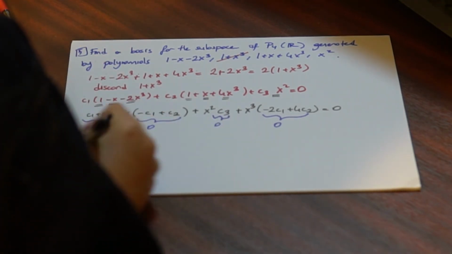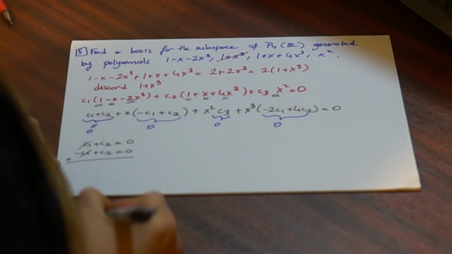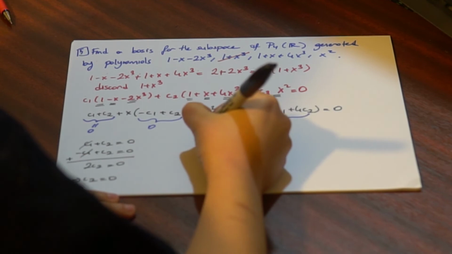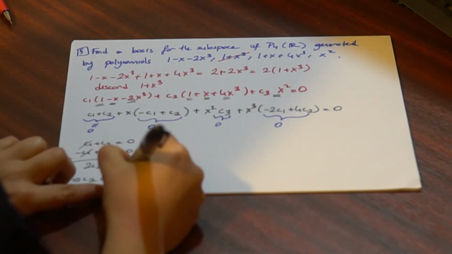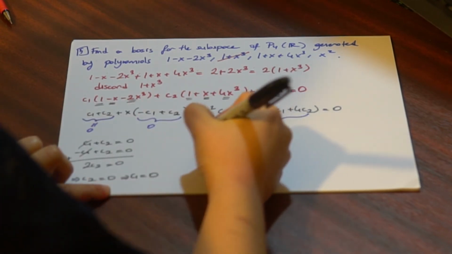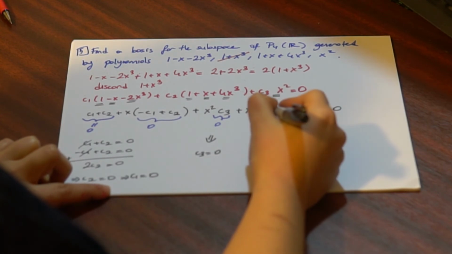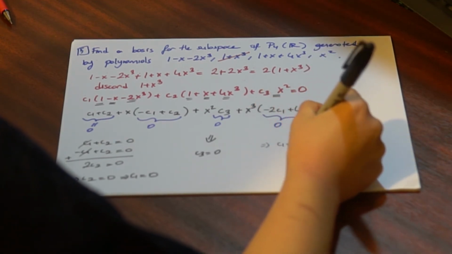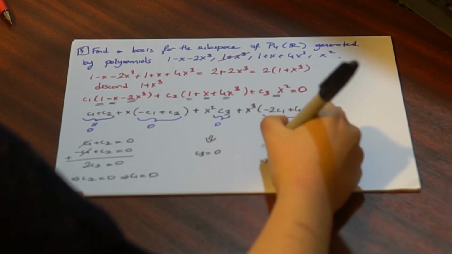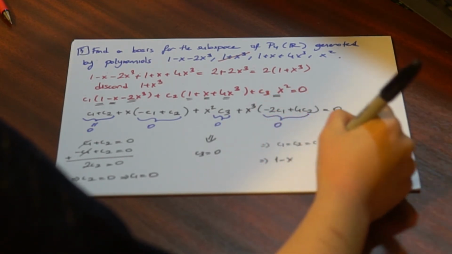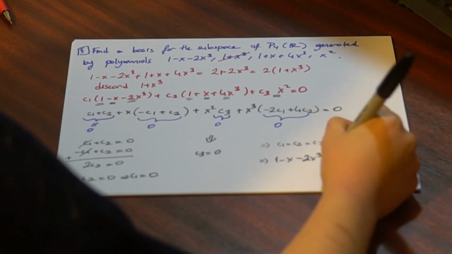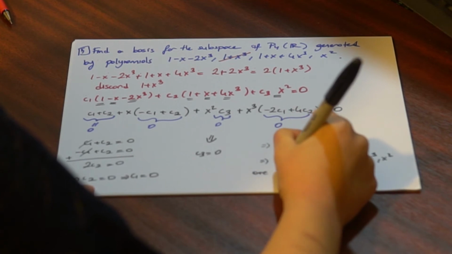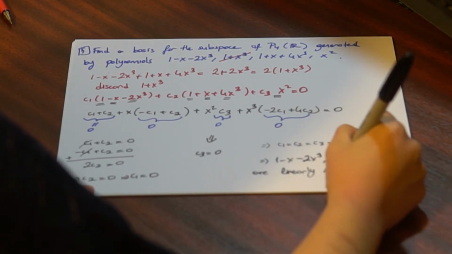From these two, if we add these to each other, c1 cancels out. So we have 2c2 is equal to 0, which implies that c2 is equal to 0. So c1 plus c2 is equal to 0, so c1 is equal to 0. And from here we have c3 is equal to 0. So minus 2 times 0 plus 4 times 0 is equal to 0, so this also satisfies. So c1 is equal to c2 is equal to c3 is equal to 0. So they are independent. 1 minus x minus 2x cubed, 1 plus x plus 4x cubed, x squared are linearly independent.